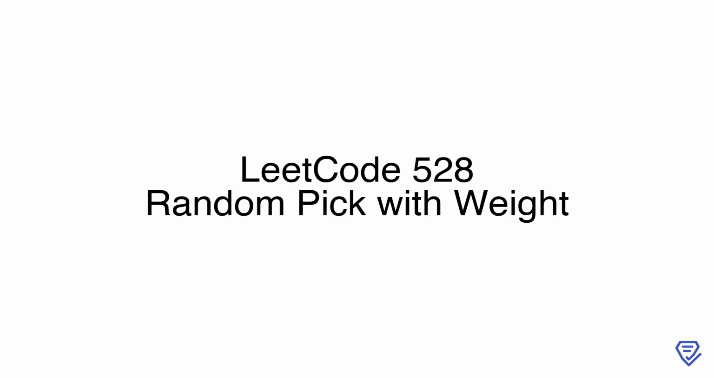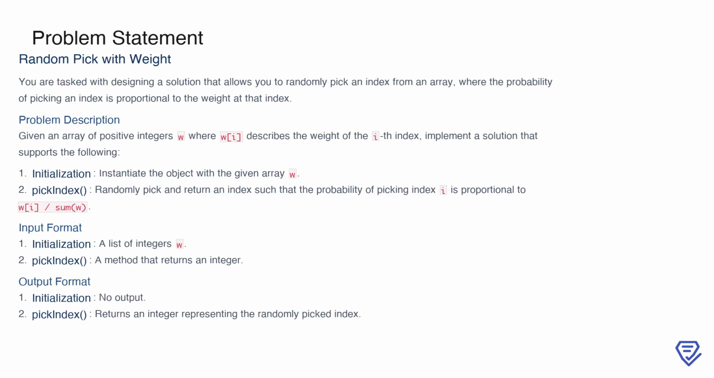Let's dive in. This problem requires us to design a solution where we can randomly pick an index from an array, but the probability of picking that index is directly proportional to its associated weight in the array. To achieve this, we are provided with an array of positive integers, w, where each element w[i] represents the weight of the ith index.